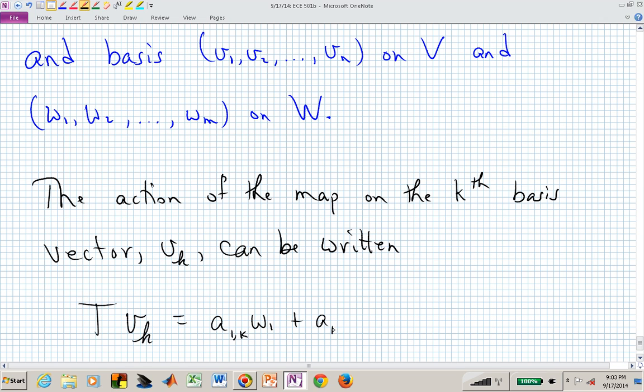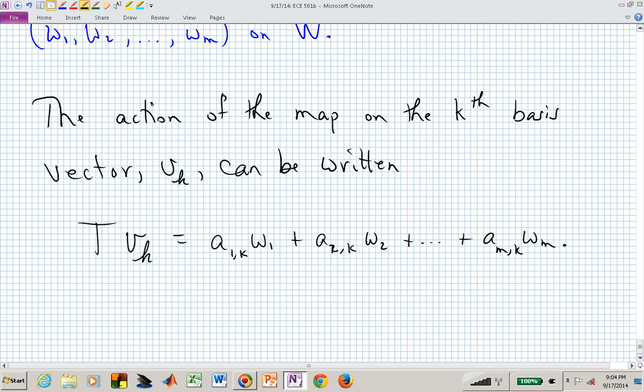So for this basis vector k, we can write T v sub k equals a sub 1,k w1 plus a sub 2,k w sub 2, and so on, plus a sub m,k w sub m. We can combine those m basis vectors in our codomain by picking these scalars, a1k, a2k, and so on, such that we describe the vector that results when we operate on the basis vector v sub k with the linear map T.